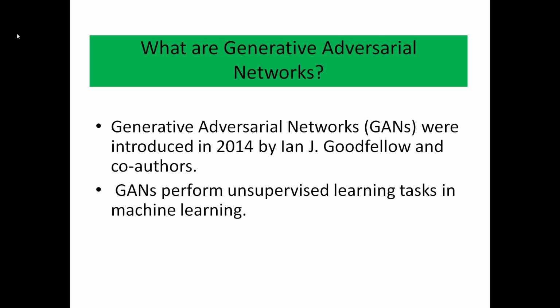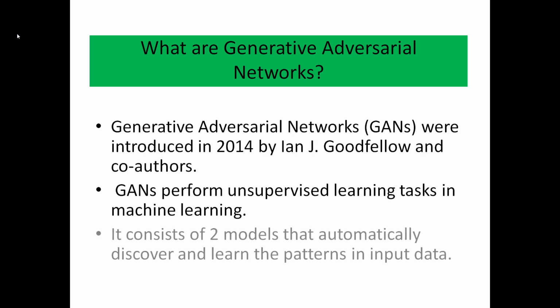You know that there are three different types of machine learning. One is supervised learning, the second is unsupervised learning, and the other is reinforcement learning. GAN consists of two models: one is a generator and the other is a discriminator. The purpose of these two models is to automatically discover and learn the patterns in input data.